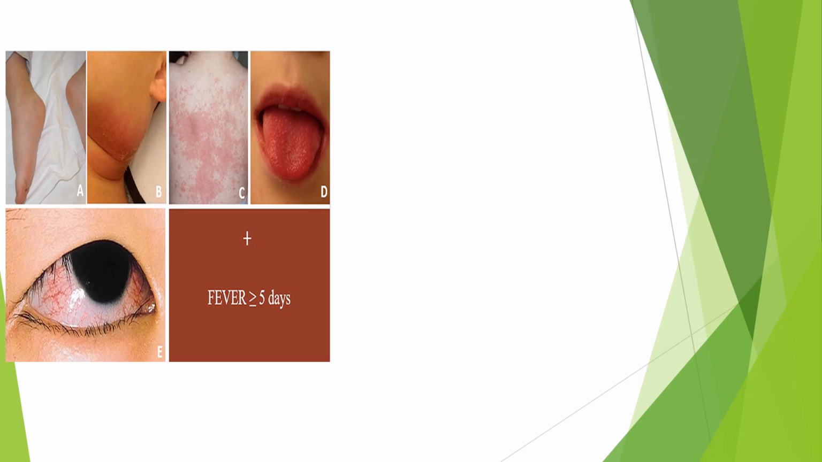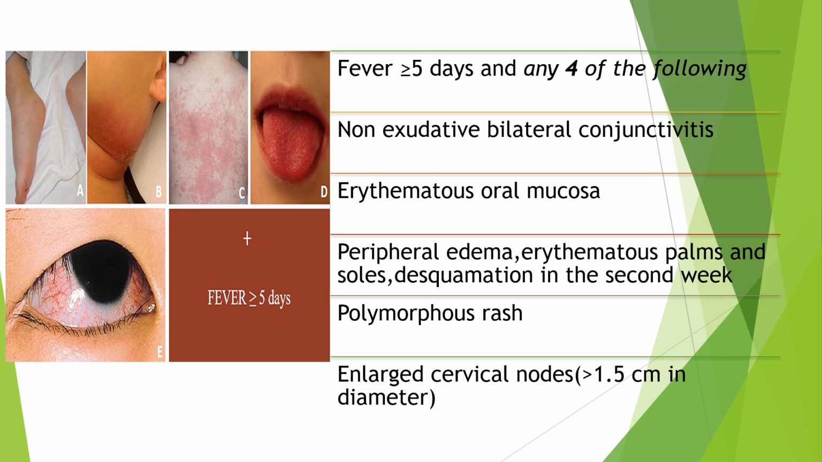See the picture. It shows the diagnostic criteria for Kawasaki disease. That is fever for 5 days or more, bilateral non-exudative conjunctivitis, peripheral edema, unilateral cervical lymphadenopathy more than or equal to 1.5 cm, polymorphous rash, and erythematous oral mucosa.